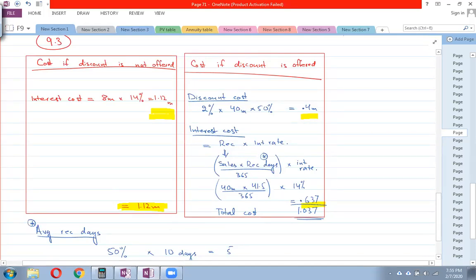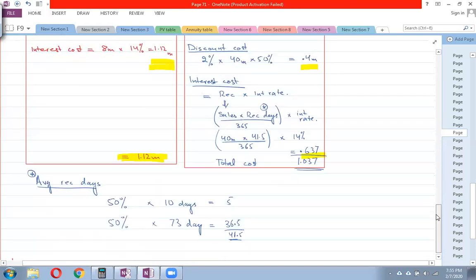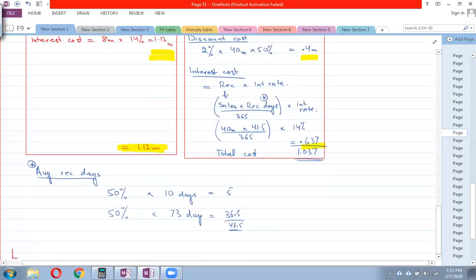Can you explain to me about the... So okay. A couple of questions from you guys. First of all, you asked, what about average receivable days, right? So average receivable days: 50% of the customers said we will pay you in 10 days. It means that the remaining 50% of the customers will pay us in 73 days, right?